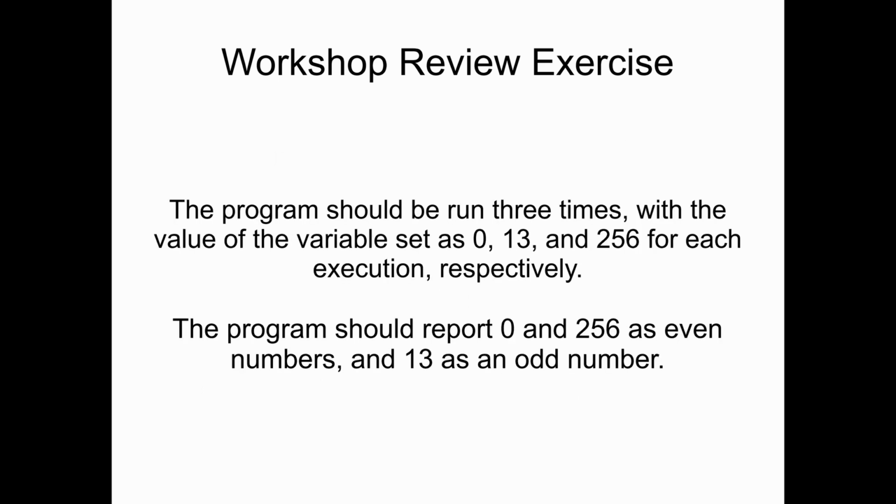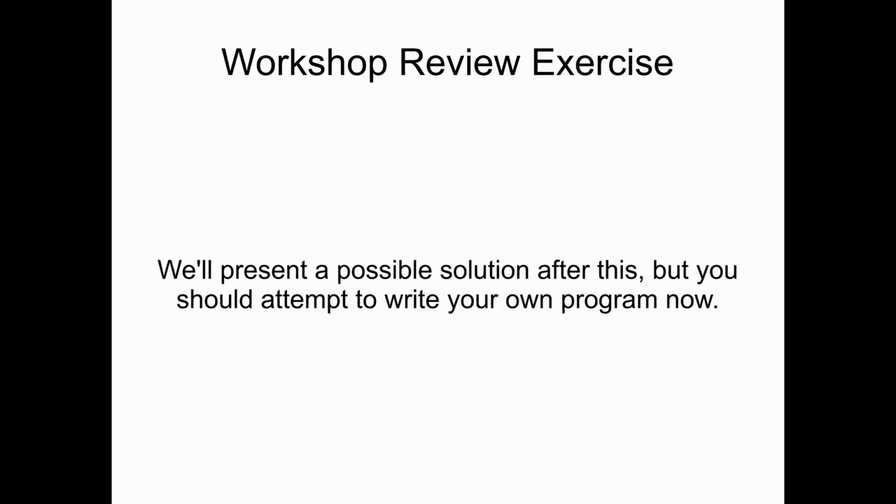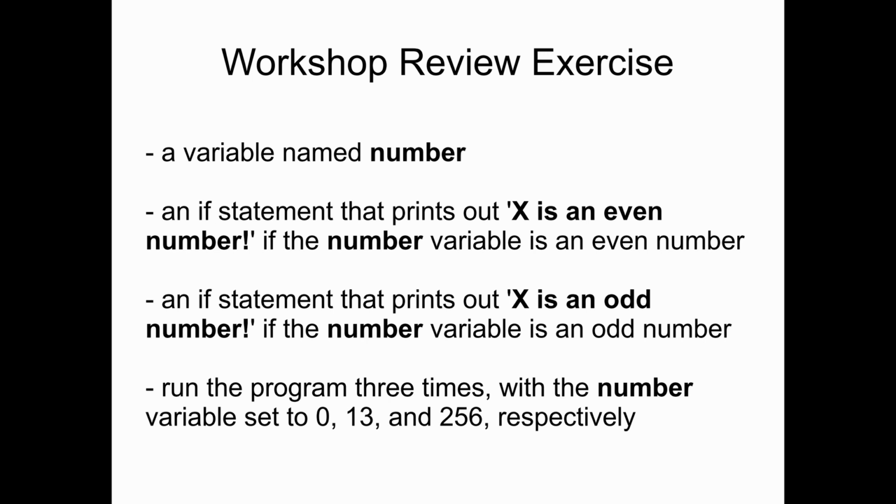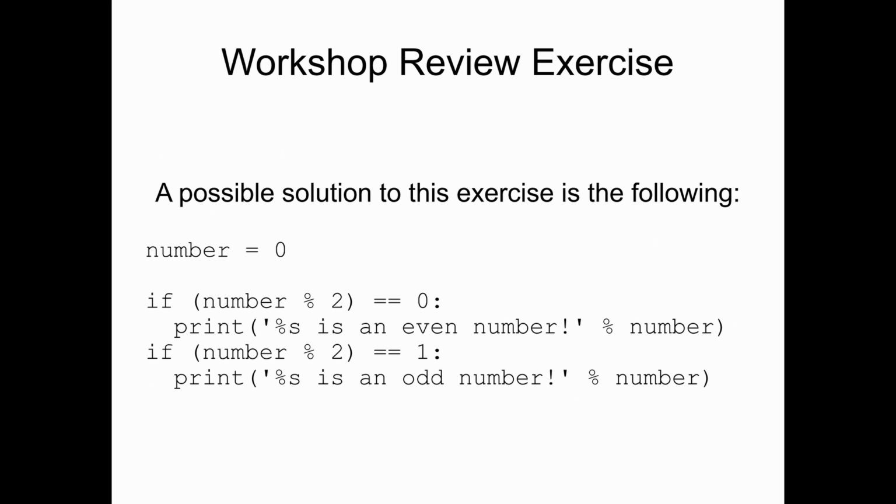The program should be run 3 times, with the value of the variable set as 0, 13, and 256 for each execution, respectively. The program should report 0 and 256 as even numbers, and 13 as an odd number. We'll present a possible solution after this, but you should attempt to write your own program now. A possible solution to this exercise is the following.